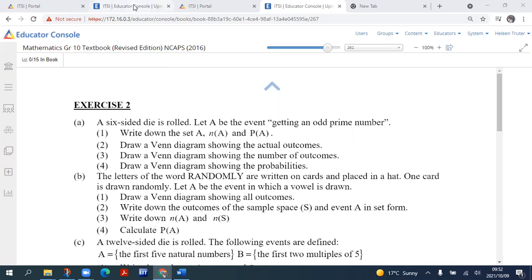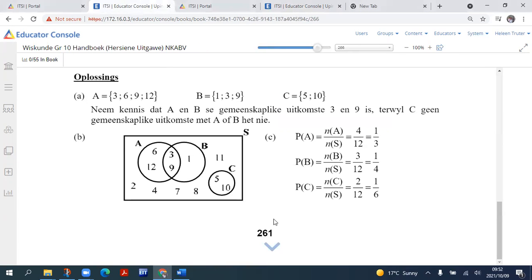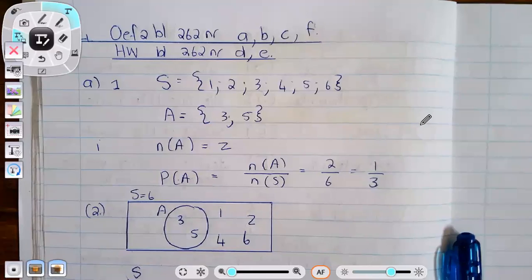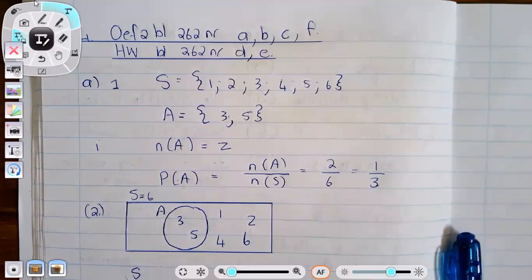Dis mos nou wat ons nou geoefen het, né? Dis wat ons nou gedoen het in hierdie voorbeeld. Kom ons gaan kyk of jy dit reg kry. Daar is die Afrikaans. Onthou die woorde is belangrik. Jy moet weet wat hulle vra, anders weet jy nie wat moet jy doen nie.